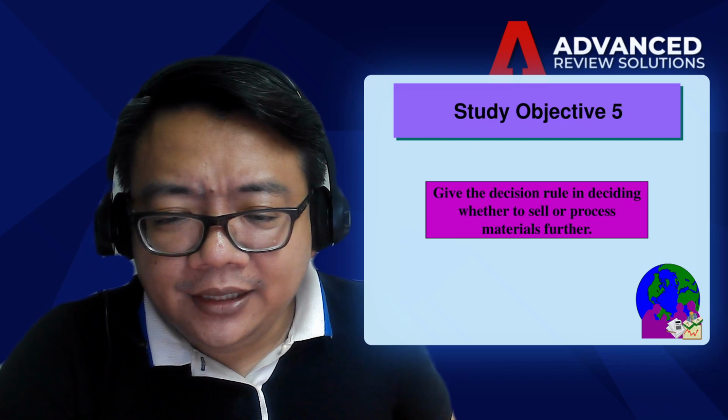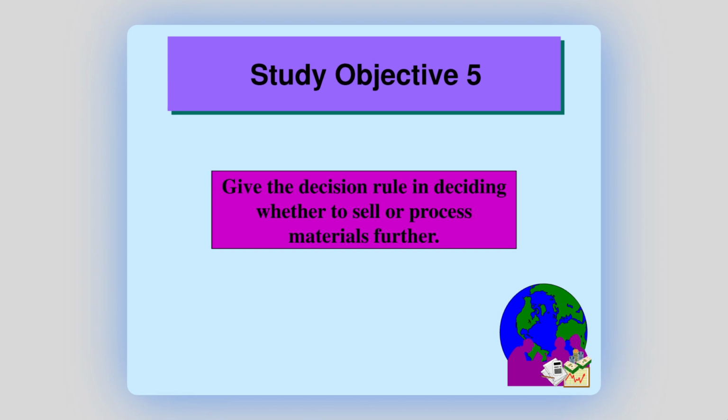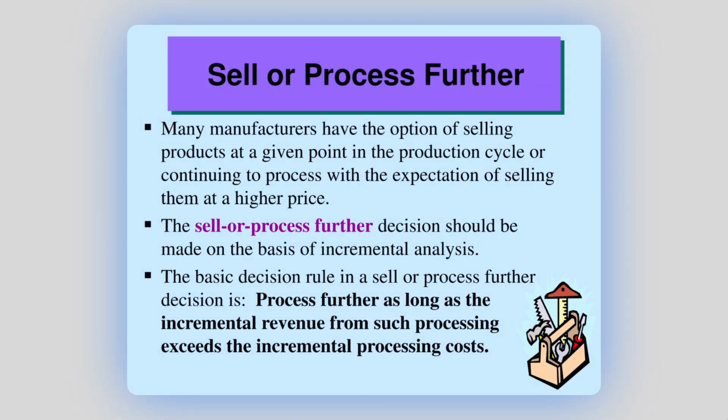Okay? Next one is about the decision whether to sell as is or to process it further. It is like joint and by-products. Hopefully, you still remember our discussions about joint and by-products. Sell as is or process it further. Many manufacturers have the option of selling products at a given point in the production cycle or continuing to process them with the expectation of selling them at a higher price. Of course, whichever is highest. So, what would be your decision?